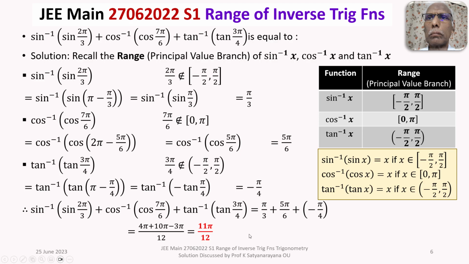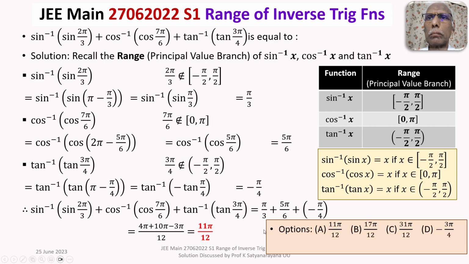So, that is the answer to this question. Let's look at our options. Our answer 11 pi by 12 appears against option A. Therefore, the answer to this question is option A.